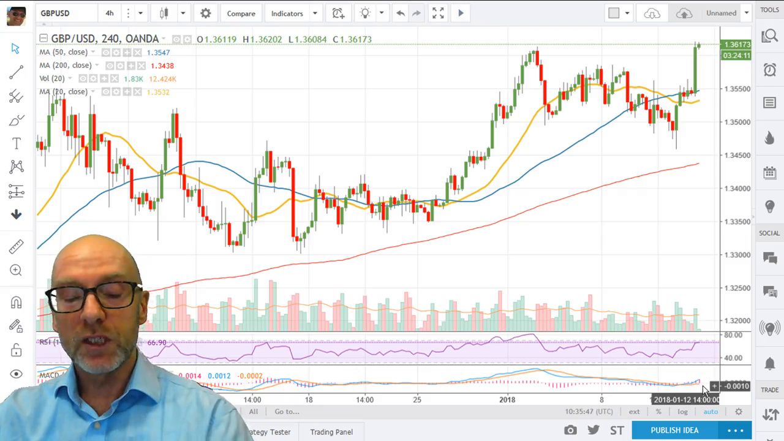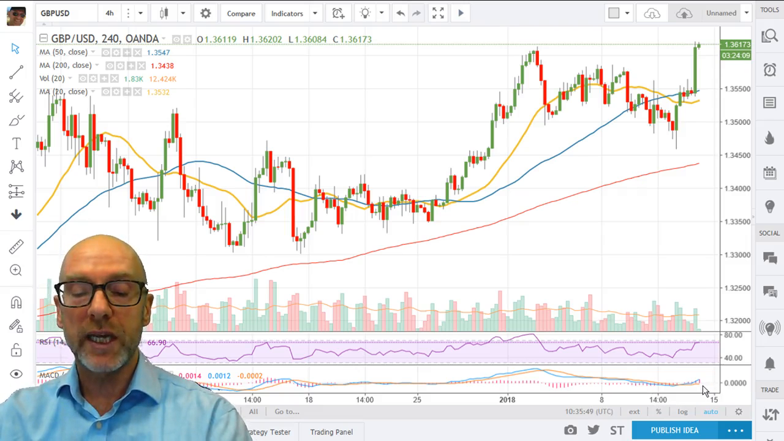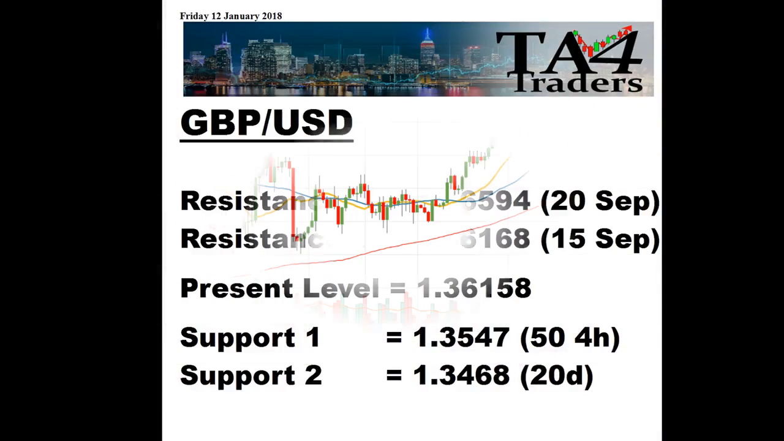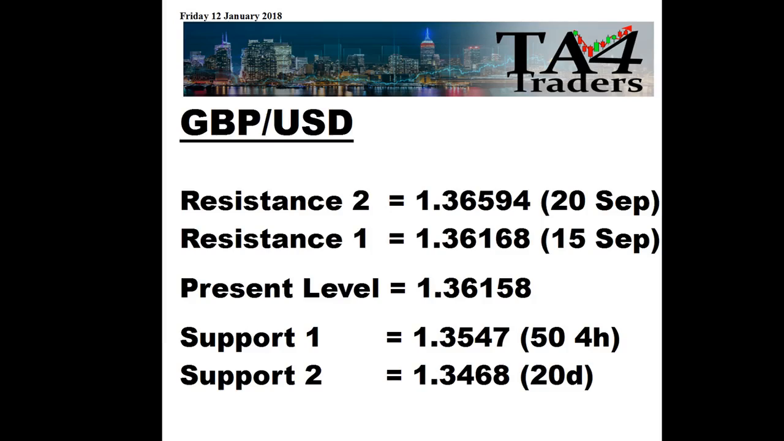0.0002. So looking at those support and resistance levels, we have got resistance from that 15th of September, 136.168, and then, as I said, that 20th of September resistance, 136.594. Supports come in at the 50 of the 4 hour, 135.47, and then at the 20-day, which is at 134.68.